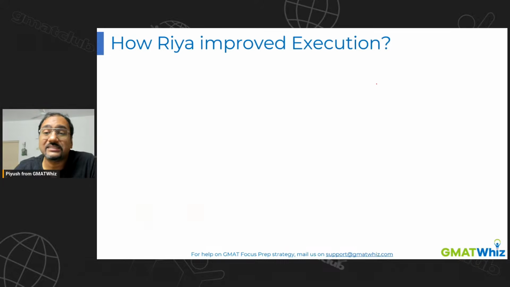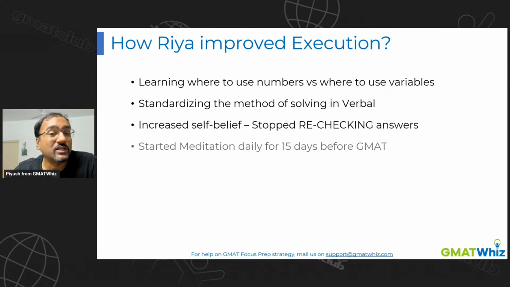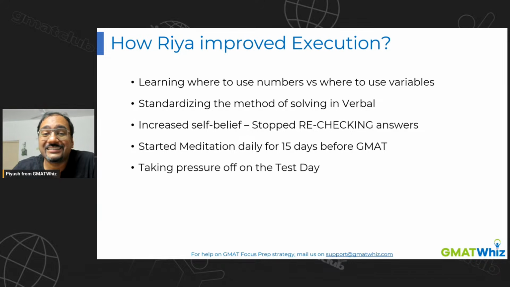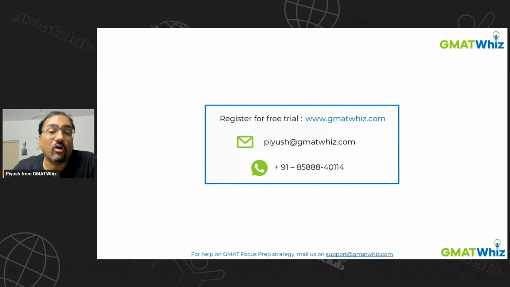And some of the things which worked out for her for execution were learning the right methods, learning when to use numbers, strategizing the method for verbal, increasing the self-belief, stopping rechecking, starting meditation 15 days before the GMAT, and taking pressure off the test day. That is something which is very, very important, guys. So it is very important to follow all these advices.